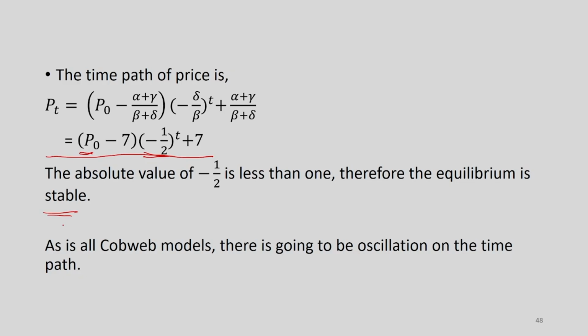Okay. So, the stability is there, and as we know, in all cobweb models, this b term is always negative as long as the demand function is downward sloping and the supply function is upward rising. That means there will be price oscillation over time. So, oscillation is going to be there, but as we can see, the value of b is less than 1 in absolute terms. So, therefore, the equilibrium is stable.